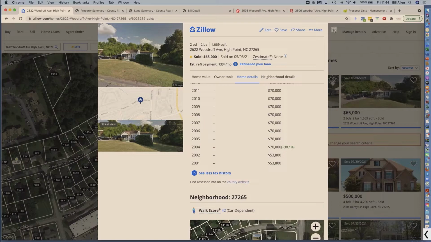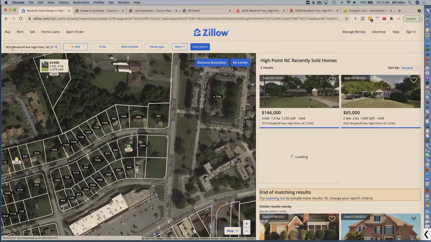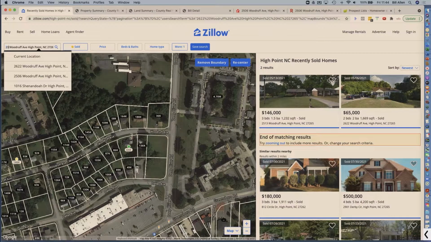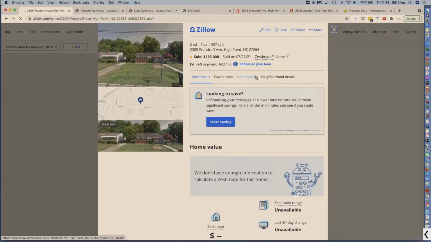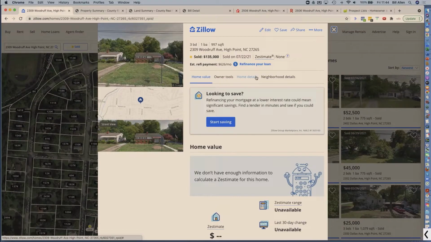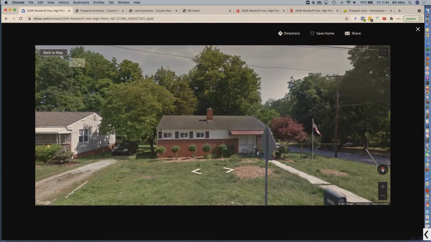So let's look at 2309 Woodruff. These are on the same street. So 2309 Woodruff, it's easy. So this is a 3-1, 997 square feet. Oh my gosh. You hear that? 1,997 square feet, and it sold for $135,000. Wow. So let's take a look if we got some photos on here. No carport. Doesn't look that special.